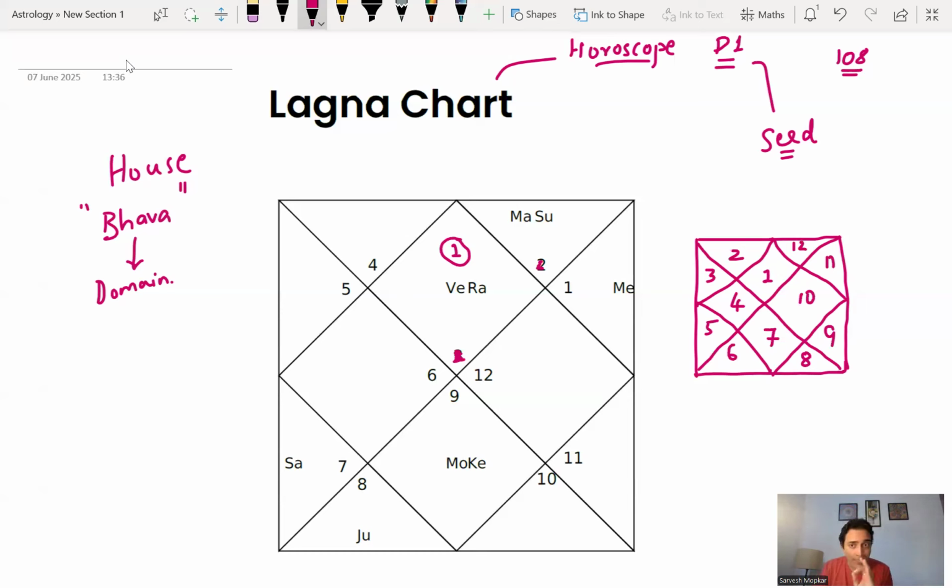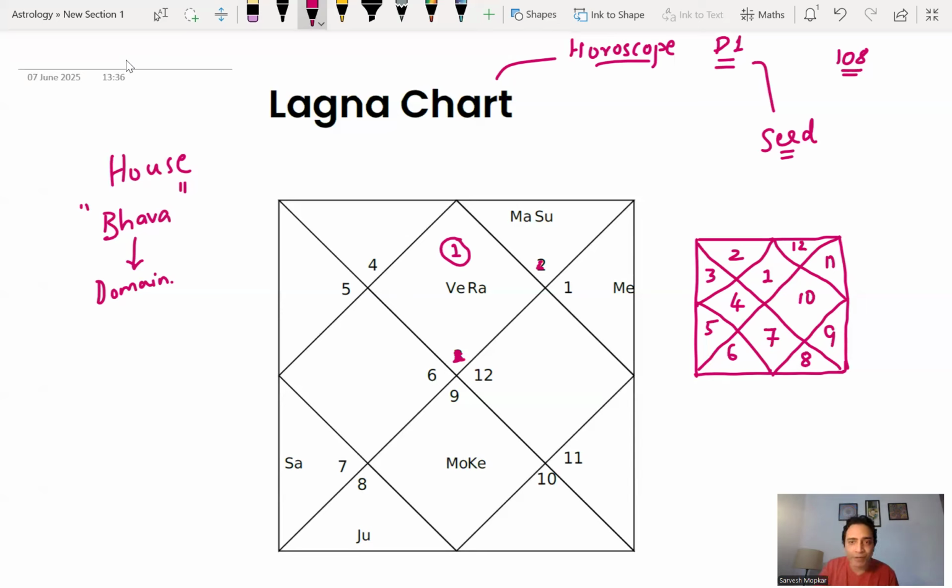All right, again, let me repeat. I have numbered the houses. You need to ignore the numbers that have been addressed in those houses. Ignore them as of now and focus on how the houses are numbered.